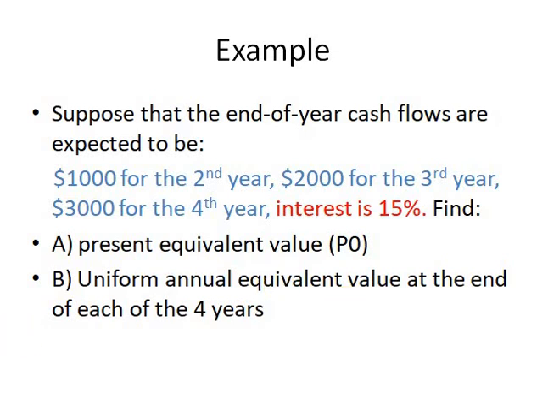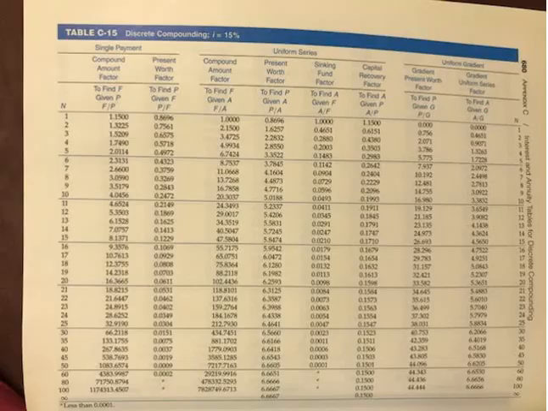Let's begin first by looking at the table of interest to see where the values will be. Now you see these two columns were related to single payments. These four were related to annuities, uniform series of payments. And the last two columns in the table are related to uniform gradient. I can find P given G and I can find A given G.